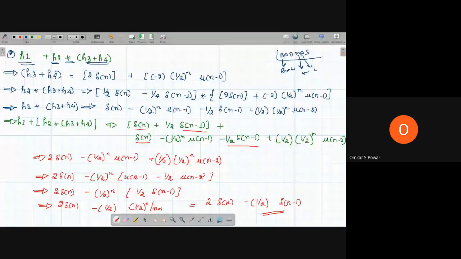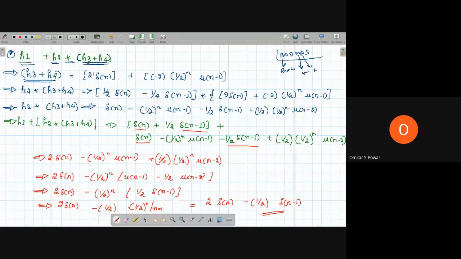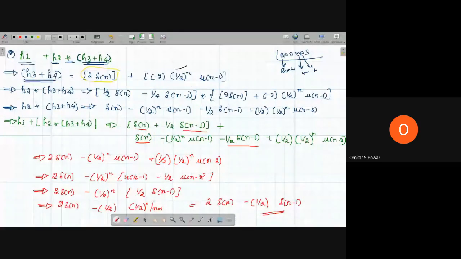So first what you have to do? Bracket. So bracket is H3 plus H4. So H3 plus H4. Okay. So observe here. H3 is 2 into del of n, which they have given in the question. And your H4 is this one, minus 2 into (1/2) power n, u of n minus 1. So I have added it up, H3 plus H4.